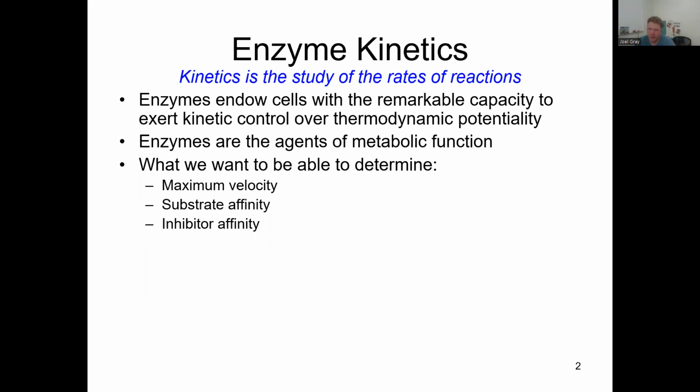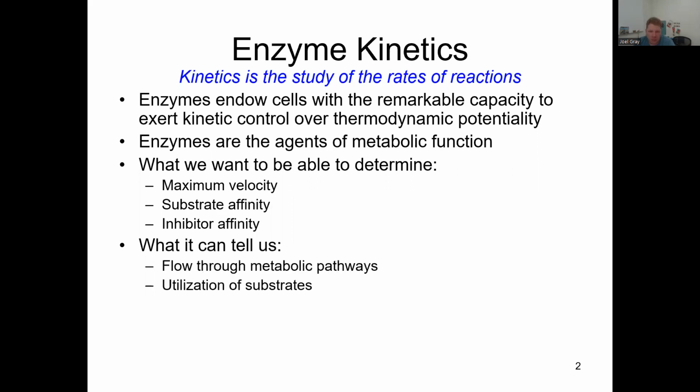Is it an inhibitor that an enzyme has very low affinity for, in which case, how good of an inhibitor is it? Or how much of a concern is it? I guess you could also look at it that way. Ultimately, what these things can tell us is a little bit more about the metabolic pathway and the movement of resources through an organism. It can tell us about flow through a metabolic pathway and utilization of substrates. Those are the things that we can get from maximum velocity, substrate affinity, and inhibitor affinity.